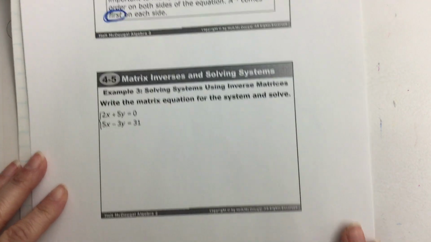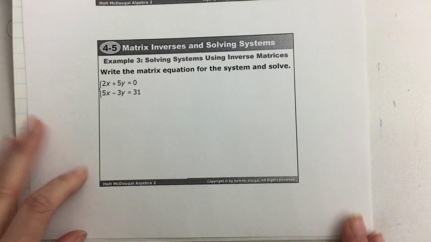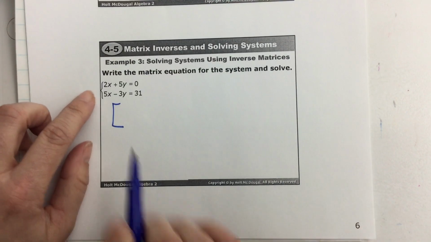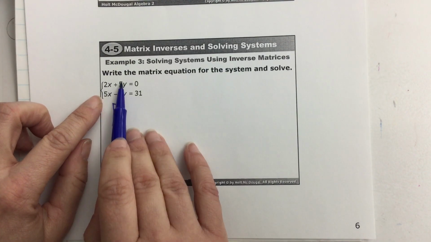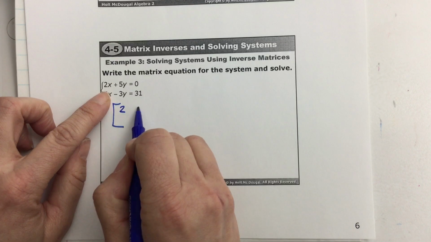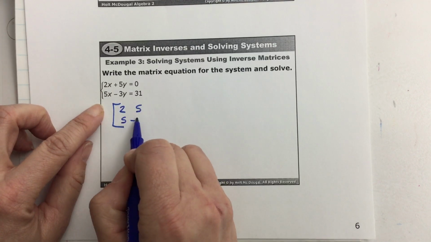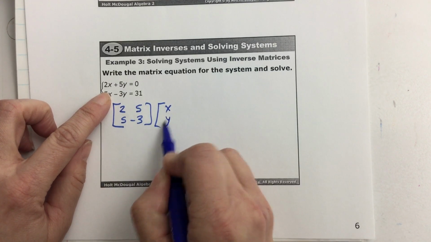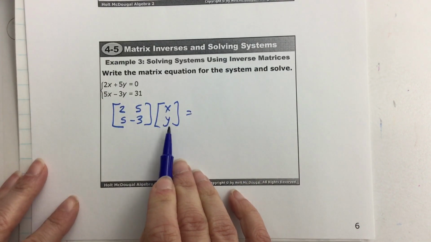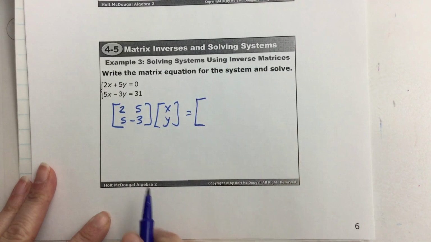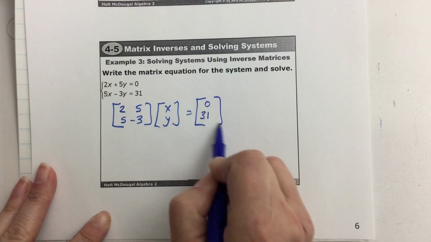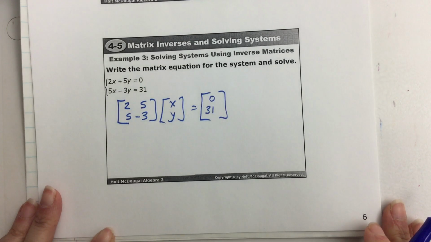So let's go ahead and do a couple of these. You guys, this is kind of cool. I like this. So step one, you have to make a matrix equation. So you start off with your coefficients. The x's are lined up, the y's are lined up. So it's 2, 5, 5, negative 3. We are solving for the variables x, y. That is called your variable matrix. Now your constant matrix, those are your solutions, 0 and 31. This is a matrix equation.